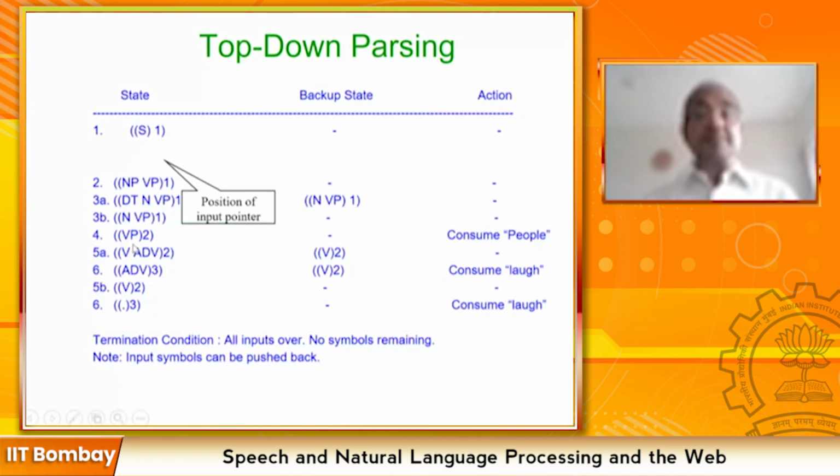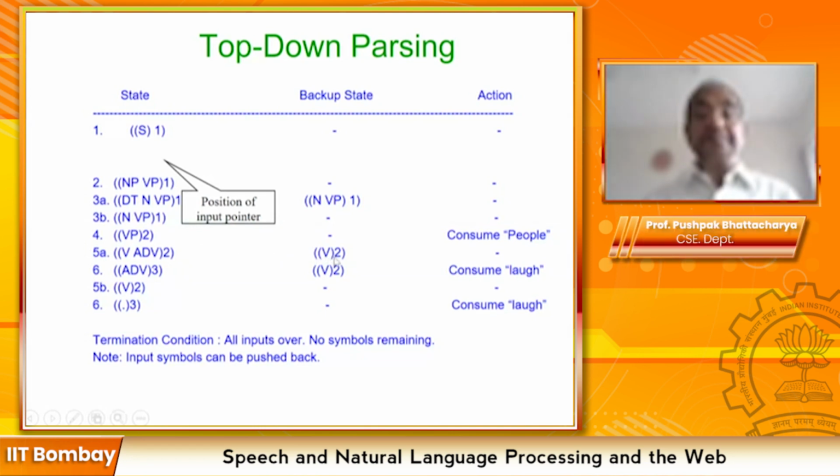Now VP is expanded as V ADV, verb and adverb. No input consumed, so 2 remains. But VP could have also been expanded as V, the verb. So the backup state is V and 2. I consume laugh, which is the verb, and adverb gets exposed. The input pointer goes to 3, the end of the sentence.